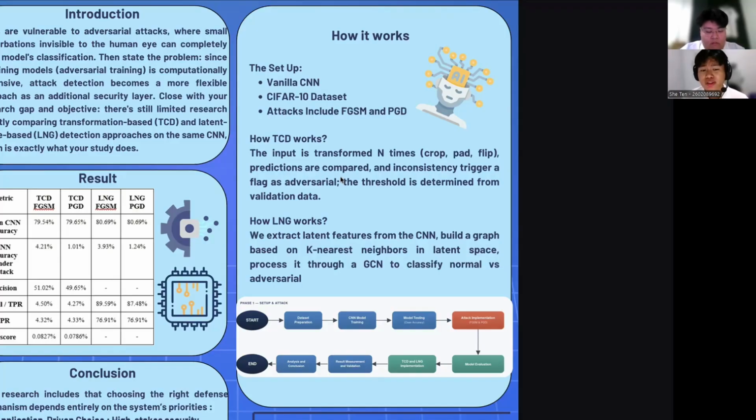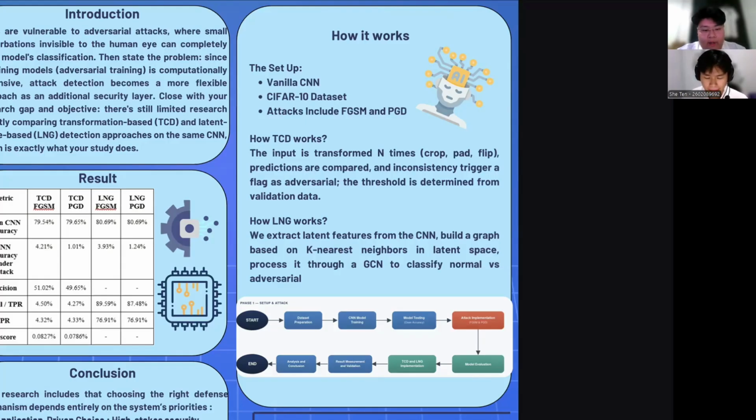A graph is constructed from this neighborhood relationship, and then a graph convolutional network processes that graph to make a final detection decision. Is it normal or adversarial? So the key difference is really about perspective. TCD is what the model says. LNG is what the model feels. In a sense, its internal representation. And as we'll see in the results, this difference leads to very disparate behavior.